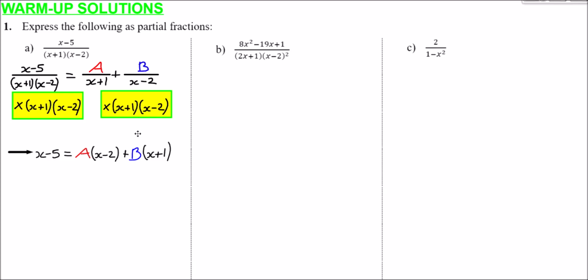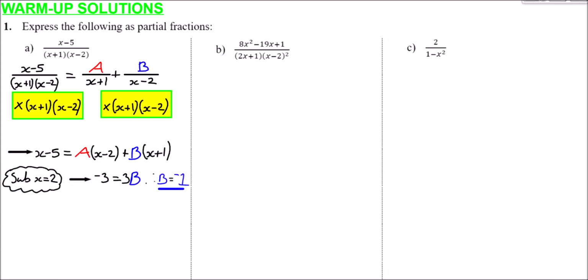Now we can just pick suitable values for x to eliminate either one of the two brackets, so we can focus on working out either a or b. So first of all, what we could choose to do is we could sub in that x is equal to 2. This will make this bracket vanish. 2 minus 5 is then minus 3. Then we get minus 3 equals 2 plus 1, 3 b's. Therefore, b must be equal to negative 1.